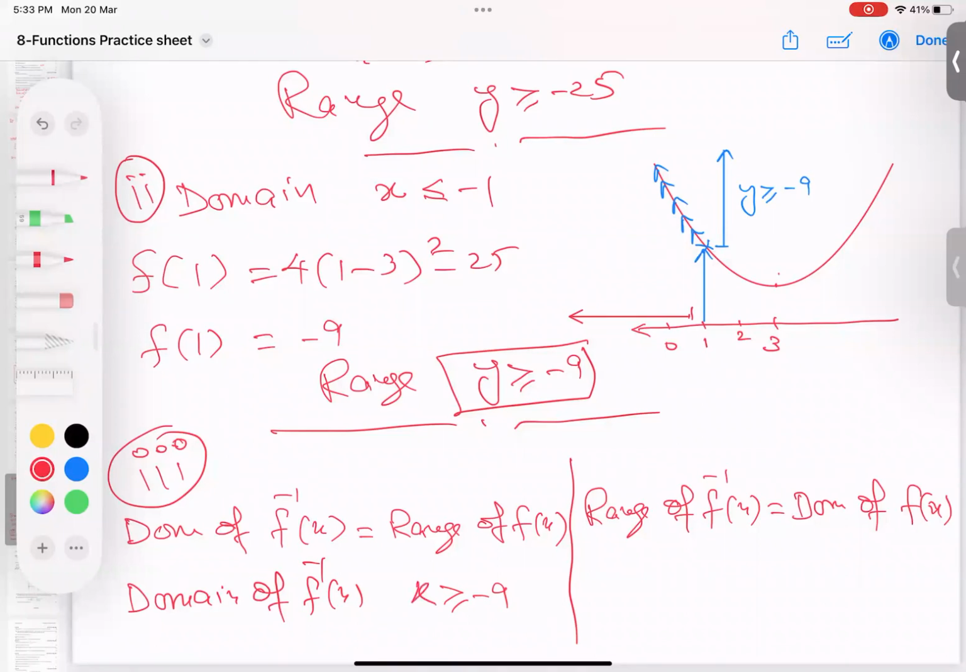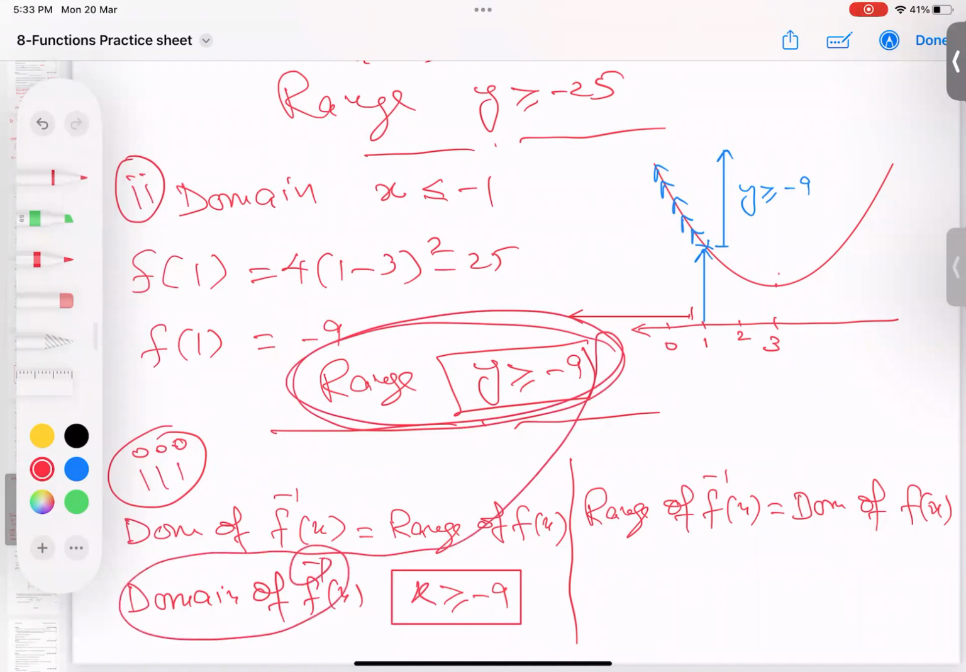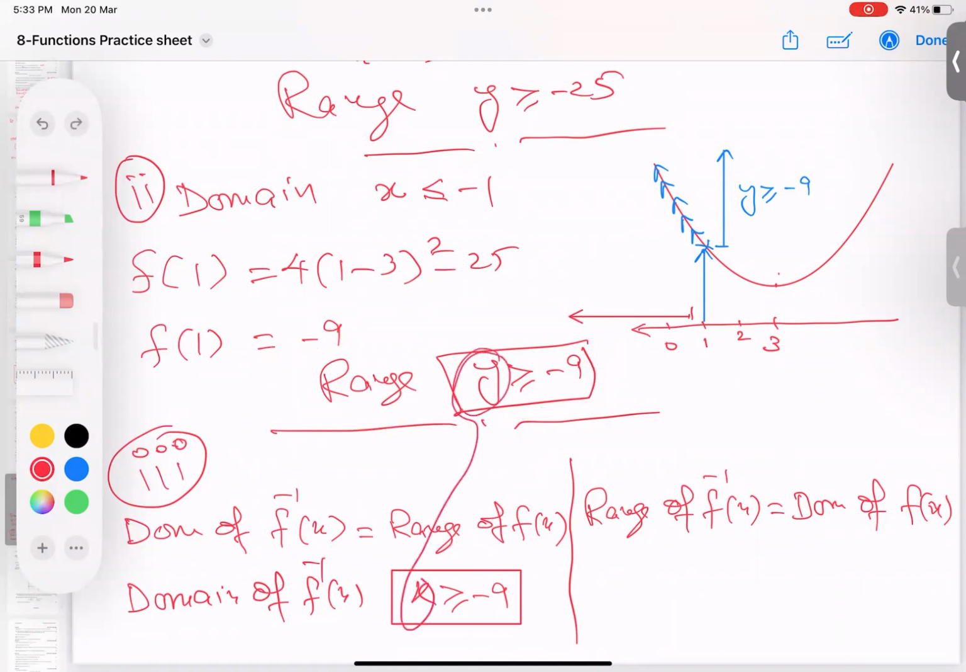This is my answer, over. Short story: the range of the function will become the domain of the inverse function. So just change y to x, that's it. Let's go for the next part.